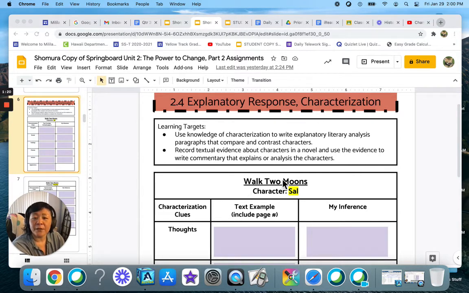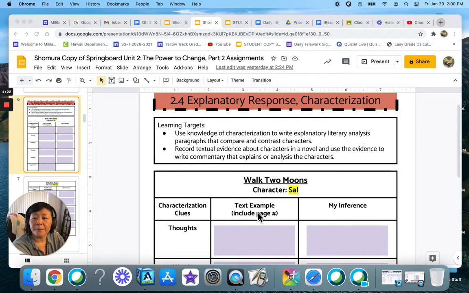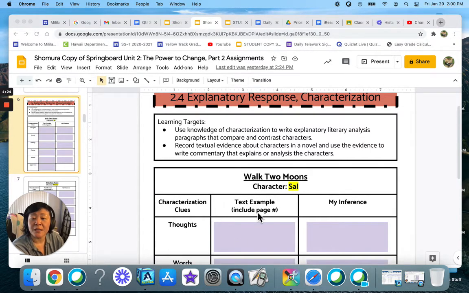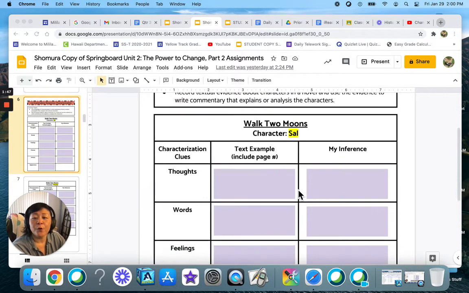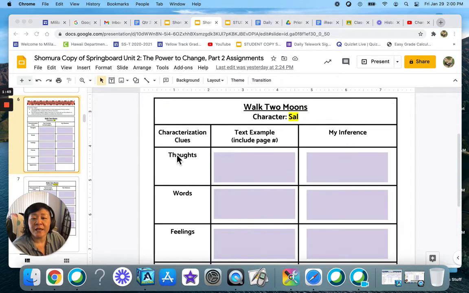So, on this first chart, on this first table on slide 6, it says the title of the novel, Walk Two Moons. That's something you should all be familiar with. And the character that we are focusing on for slide 6 is Sal. Okay, remember Sal is short for Salamanca. She is the main character and the narrator of Walk Two Moons. And you are going to be looking for these characterization clues.